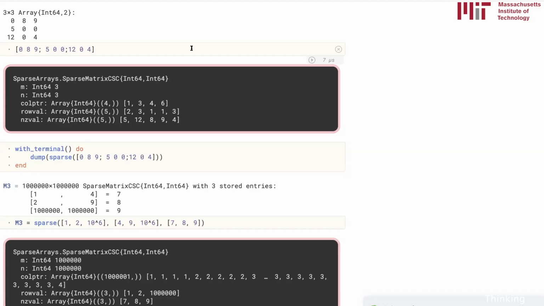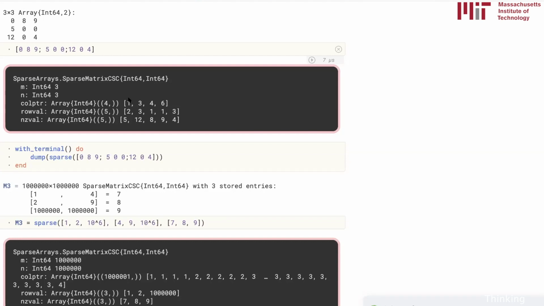I'd like to briefly show you the CSC sparse format. It's not the only format, though it's a commonly used one. The CSC stands for column sparse compressed format. And I'll show it to you with this matrix with 0, 8, 9, 5, 0, 0, 12, 0, 4. So when you represent it as a sparse matrix, Julia's first choice is the CSC format. It's not the only format, but some people think that it's a good default choice. I think that's arguable as well.